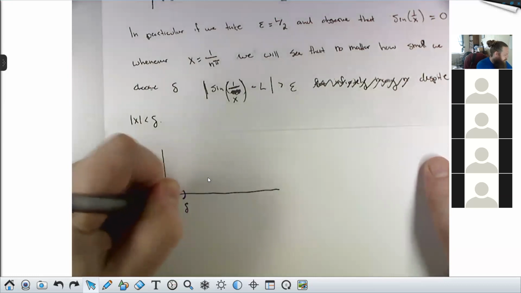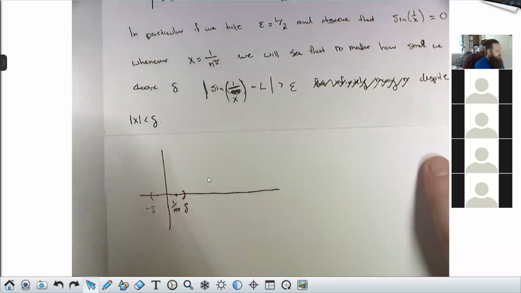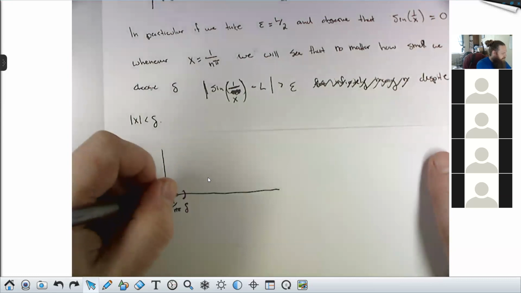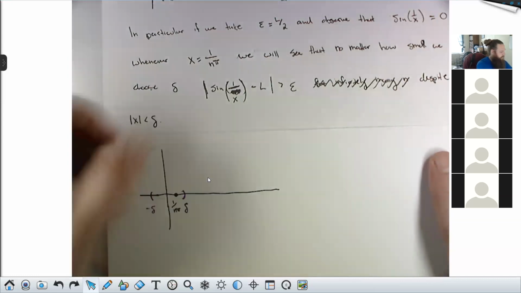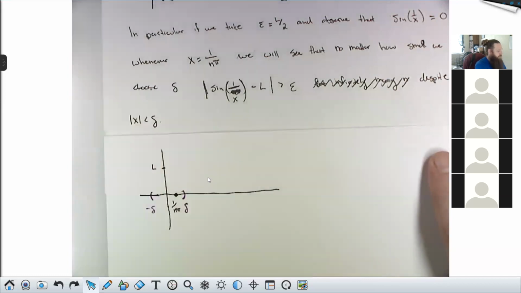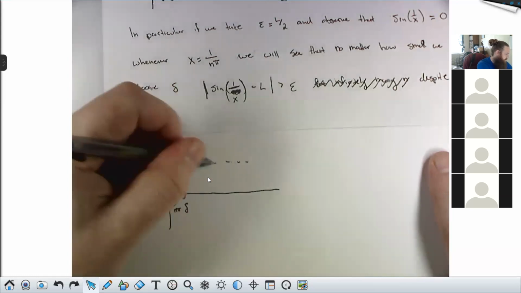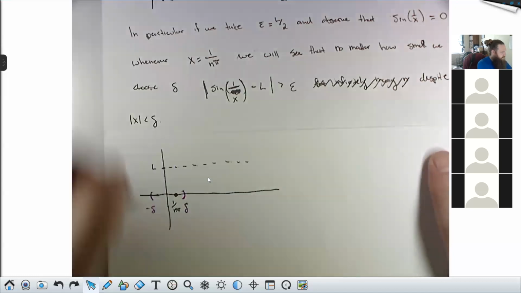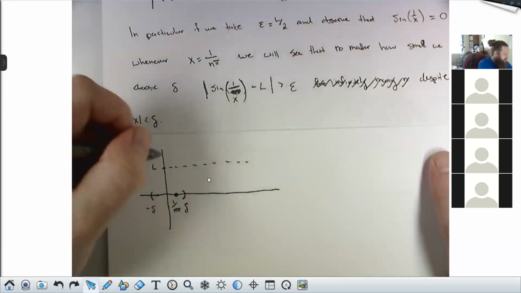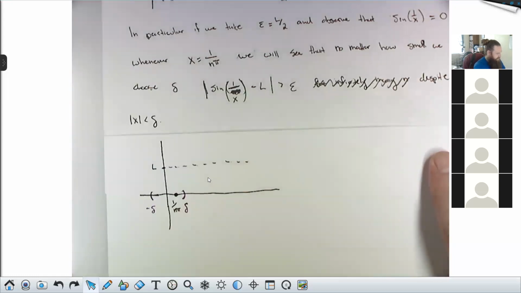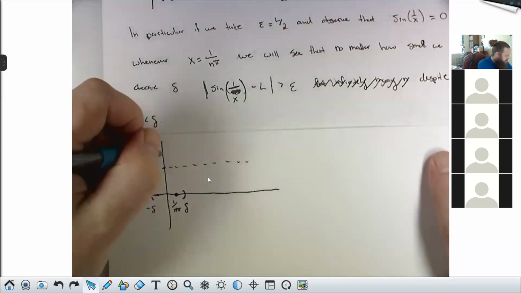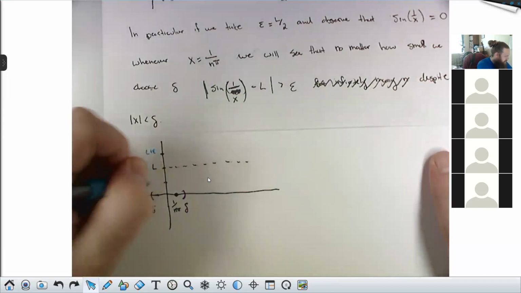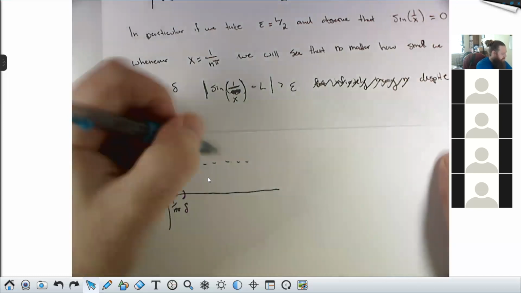So here's my 1 over n pi. And I know that my graph is going to be down here at 0, because sine of 1 over n pi is 0. Here is L, and then epsilon is L over 2, so it's half the distance from L back to the x-axis. This is L plus epsilon, and this is L minus epsilon.